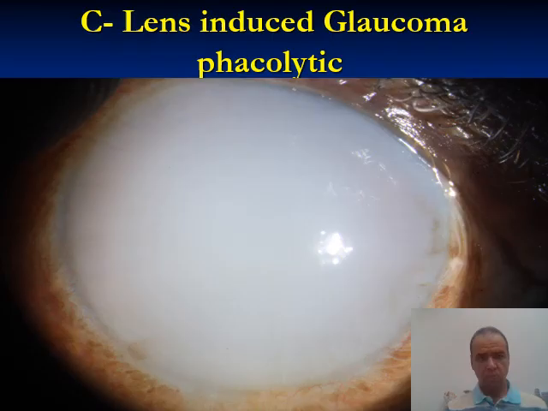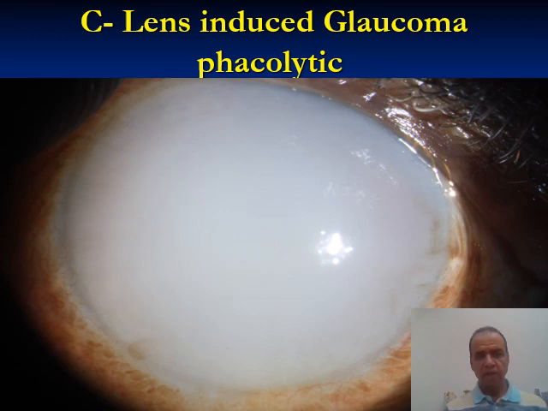You can see here the lens particles filling the anterior chamber in phacolytic glaucoma. There is rising of intraocular pressure because of precipitation of these lens particles at the angle of the anterior chamber. You cannot even see any details of the iris because there is a large amount of lens particles inside the anterior chamber.